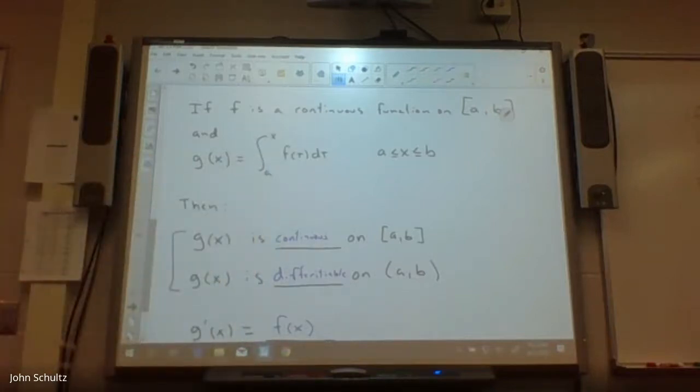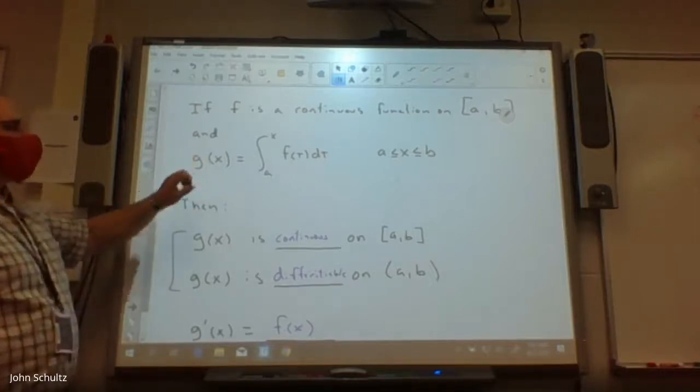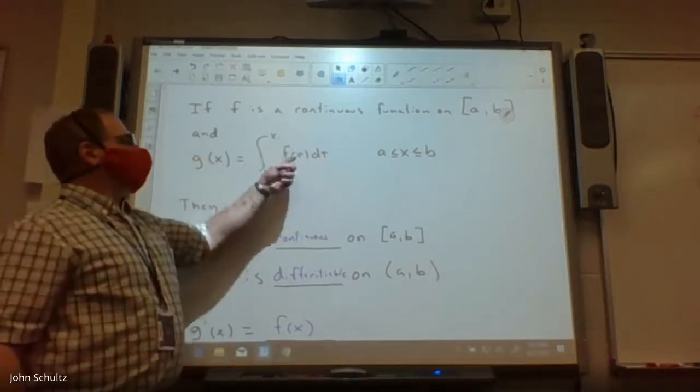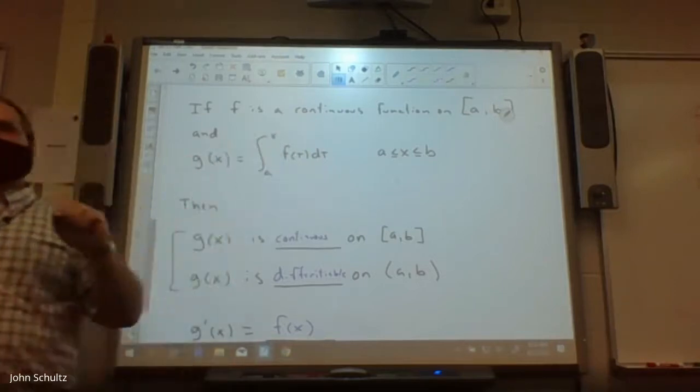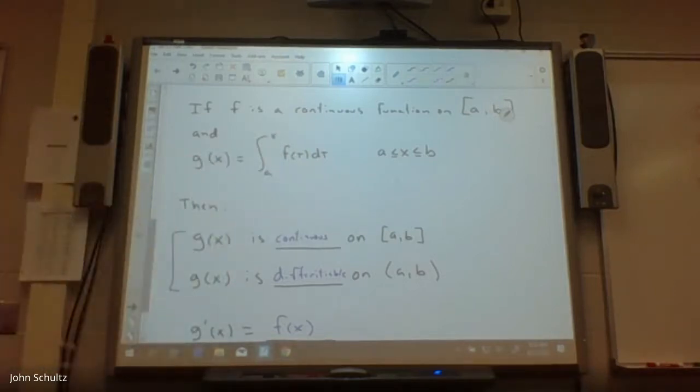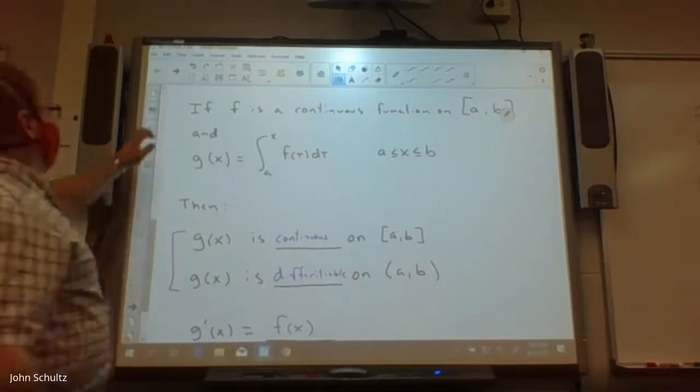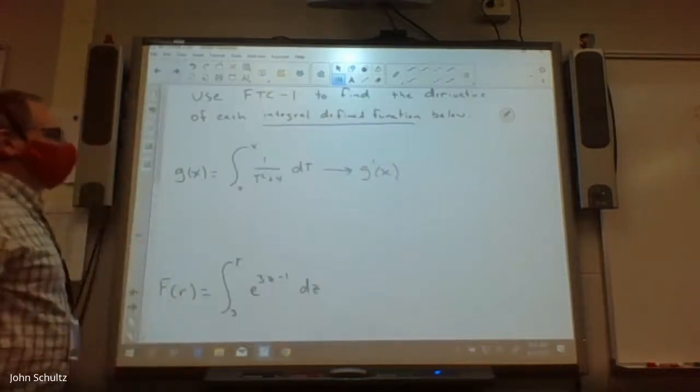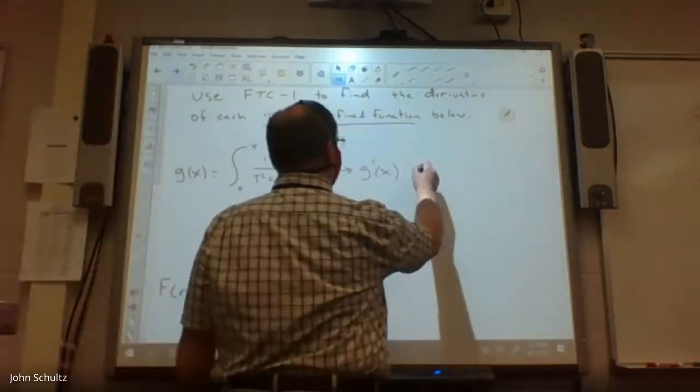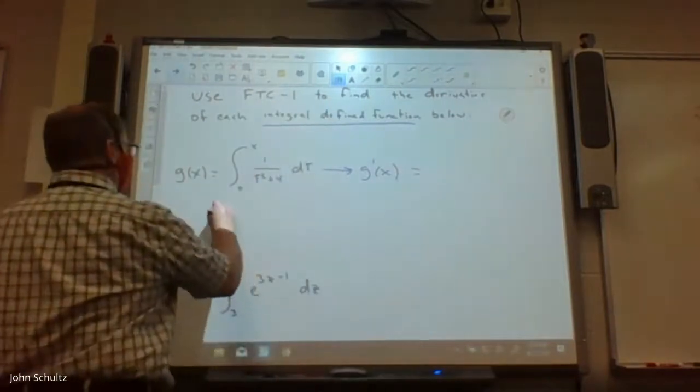Okay, so that's a really important part of this, right? So g prime of x is going to be this inside function evaluated at whatever that upper limit is, right? Okay, well, if you know that, then this becomes a much easier prospect, right? Because looking at this, you should be able to figure out that f of t is what?